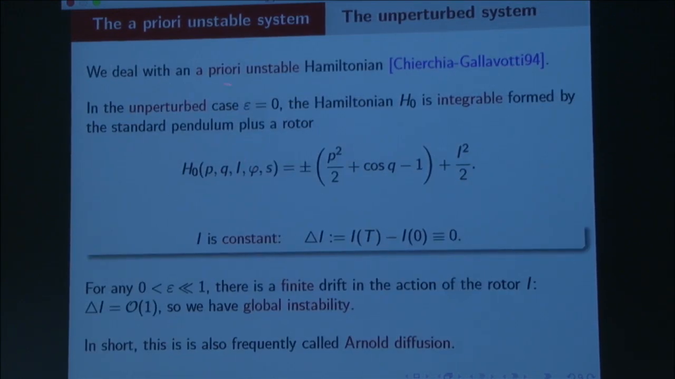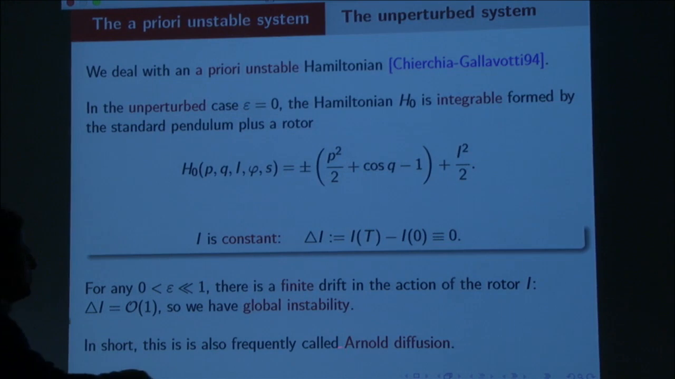Well, this is what is called an a priori unstable Hamiltonian. This comes from Kierkegaard a long time ago. Where epsilon is equal to 0, I is constant, and whenever epsilon is small, we have global instability. Many people call this Arnold diffusion, although this is not legal because, in principle, Arnold diffusion is only supposed to be named for what is called the a priori stable case. Okay, so you can begin to complain now.